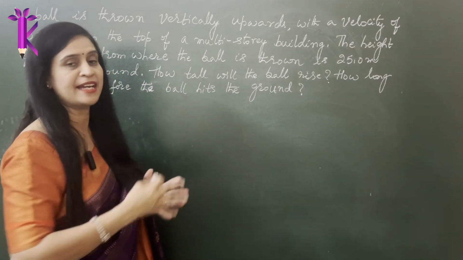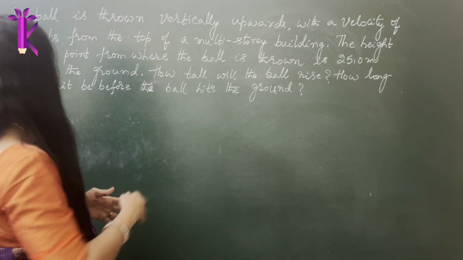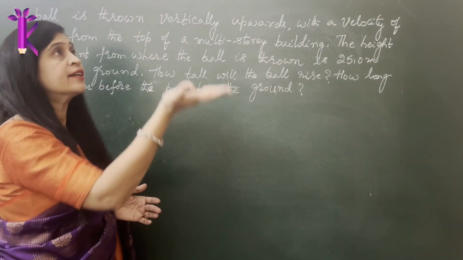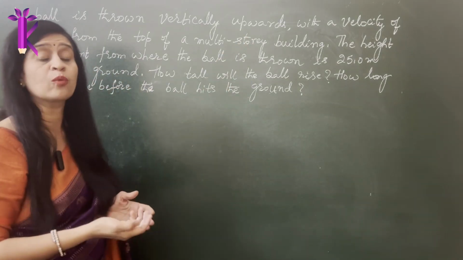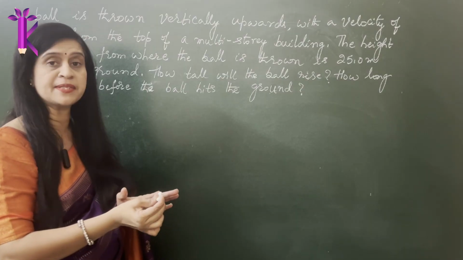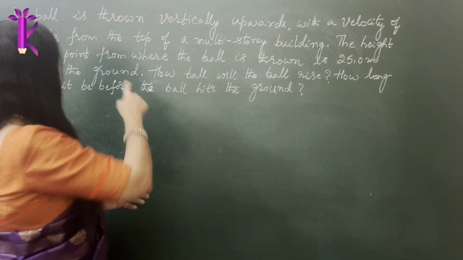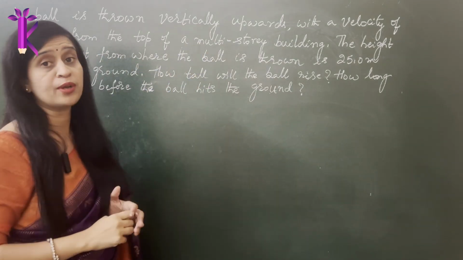Now, this is the very first numerical that we are going to pick up from the textbook, which is a free fall numerical. A ball is thrown vertically upward. It is thrown vertically upward like this with a velocity of 20 meter per second. What does that mean? I am giving it an initial velocity of 20 meter per second. So when it starts, the velocity that it picks up is 20 meter per second, from the top of a multi-story building.